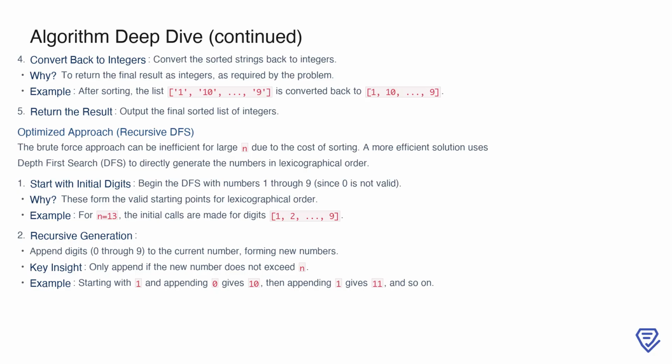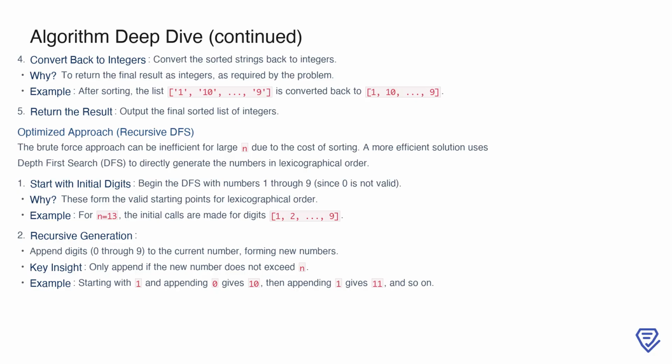However, while the brute force approach is straightforward, it becomes inefficient for large values of n due to the cost of sorting all the numbers. To address this, we can use a more optimized approach based on depth-first search, or DFS. With DFS, we directly generate the numbers in lexicographical order without the need for explicit sorting.